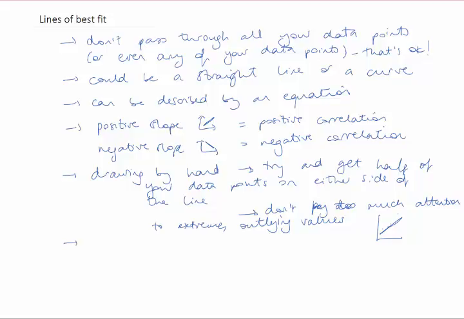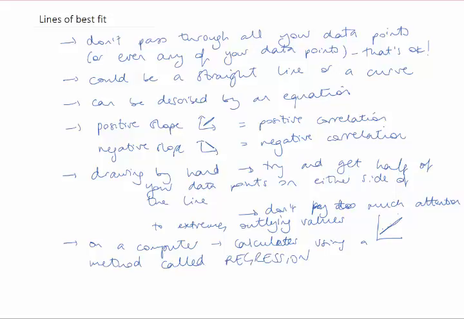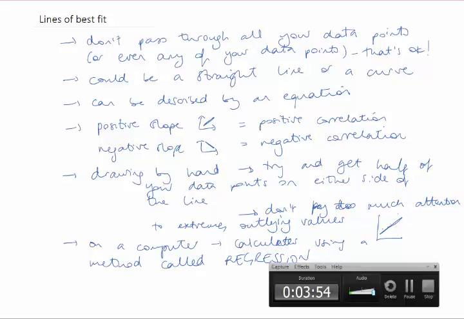One last thing to say, so if you're drawing a graph on a computer, then the computer will calculate the line of best fit using a method called regression. So that's an algorithm where the computer works out and optimizes the distance of the line, taking all the different points into account together. So I just wanted you to hear that word, regression. So those are just some things I had to say about lines of best fit for scatter plots.